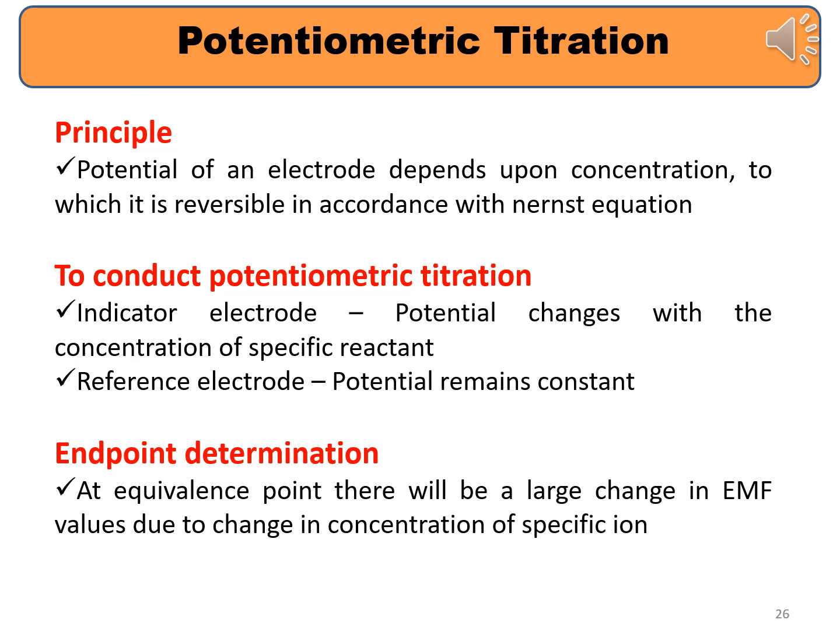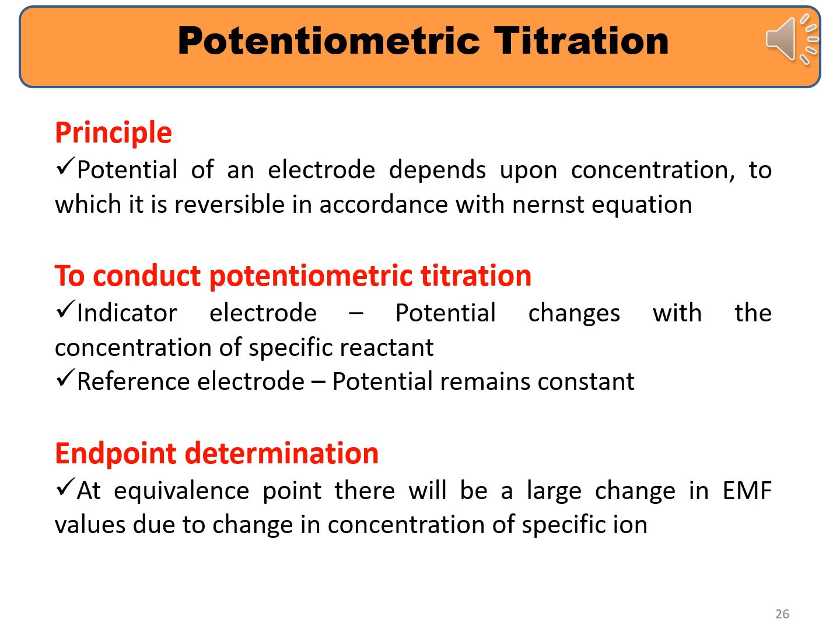A very important application of EMF measurement lies in potentiometric titration. The basic principle behind potentiometric titration is that the potential of an electrode depends upon the concentration of a specific ion to which it is reversible, in accordance with the Nernst equation.